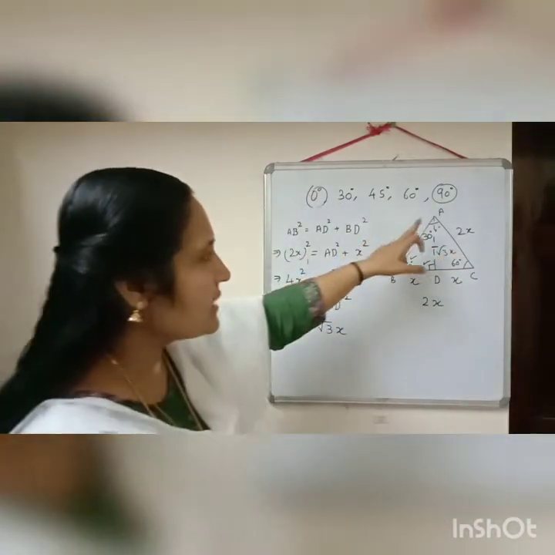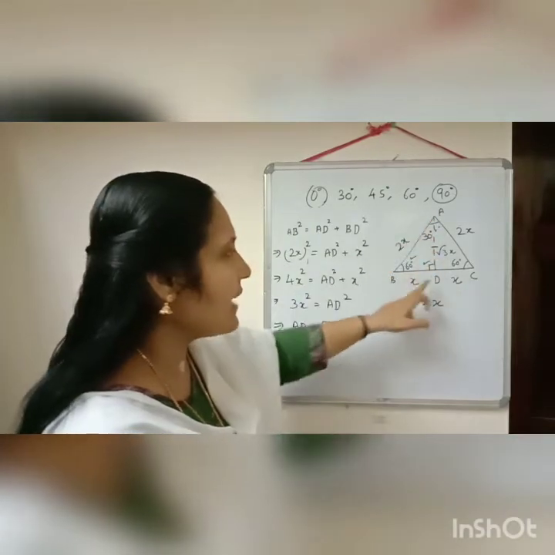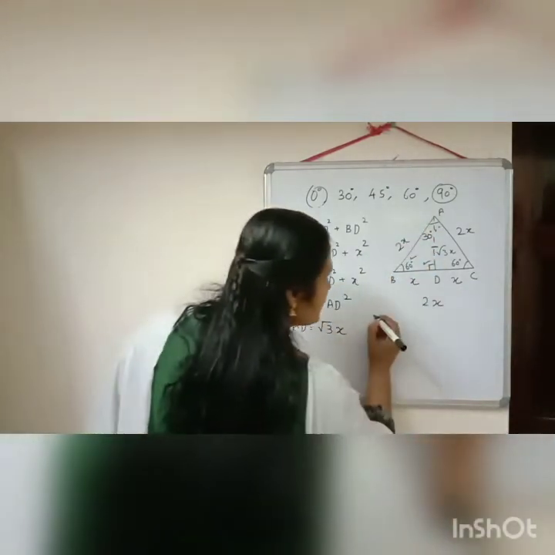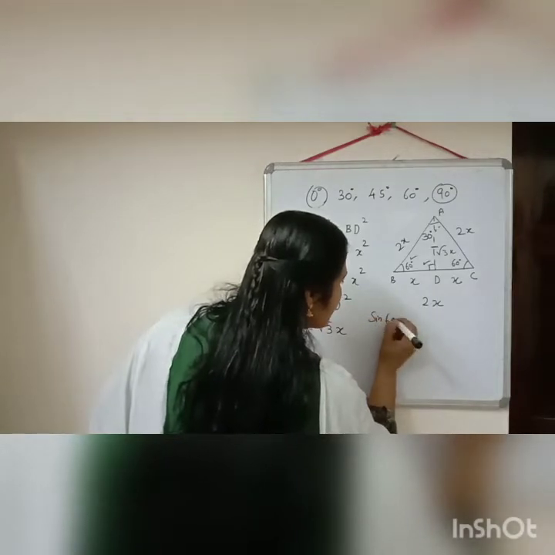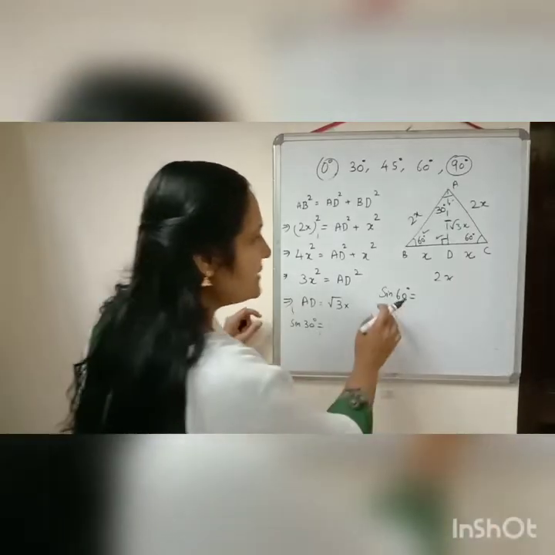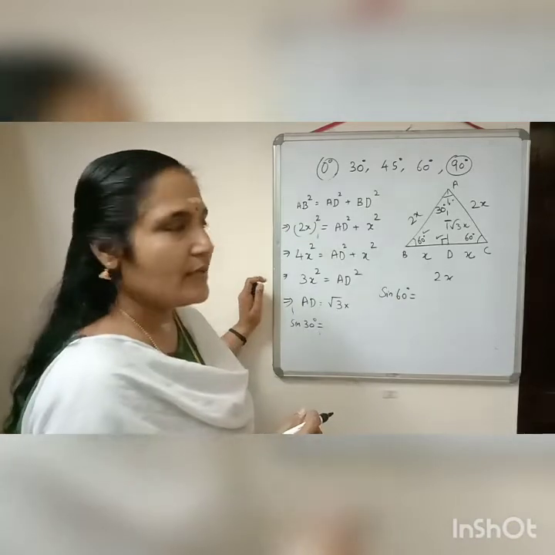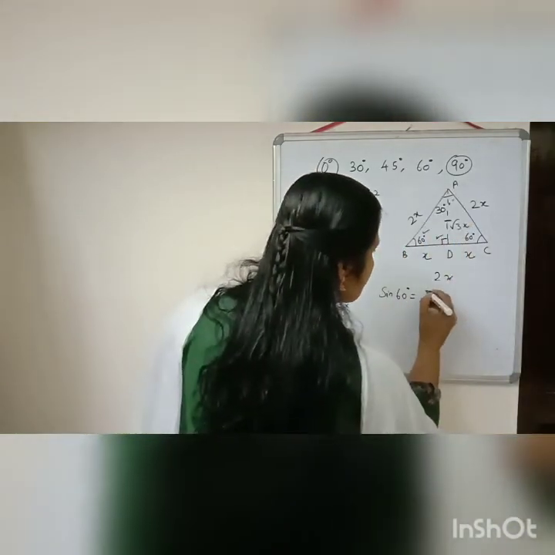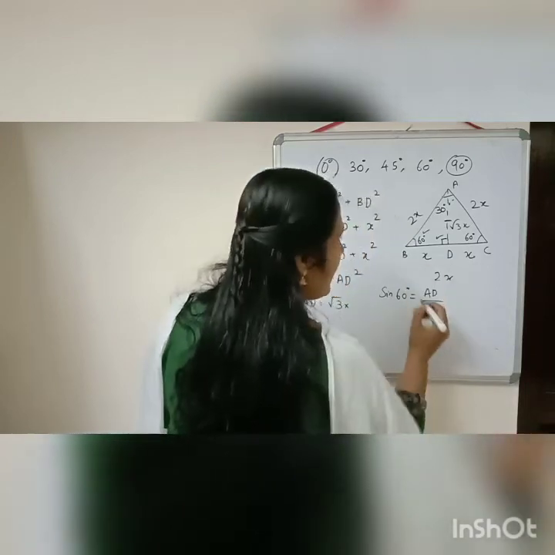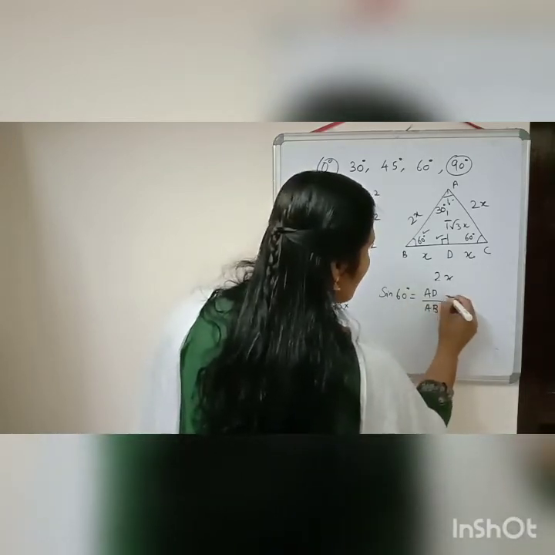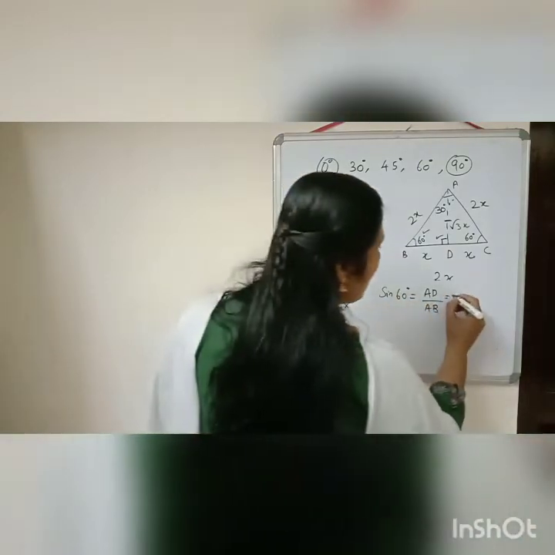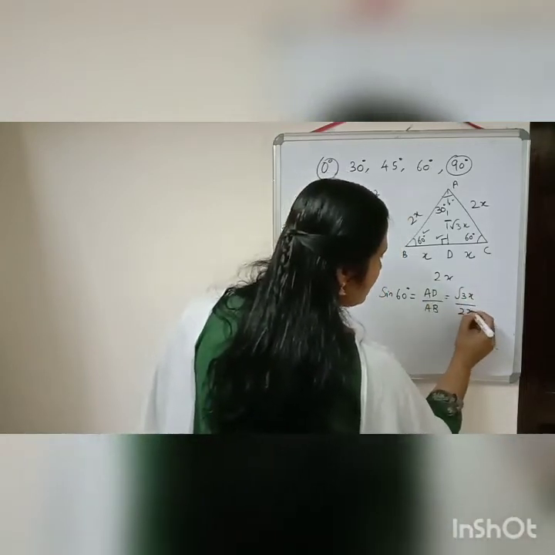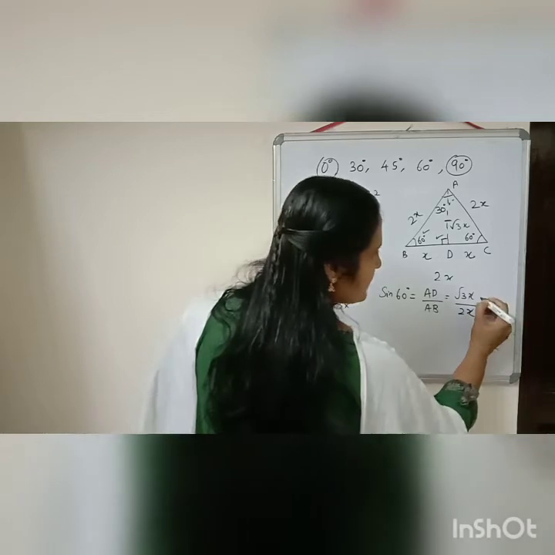Now we will use the concept of trigonometry in right triangle ABD. So suppose first I have to calculate sine 60 degree. So sine 60 degree is equal to, according to the formula, side opposite to 60 degree, that is AD, by hypotenuse AB. AD is equal to how much? Root 3 x by AB, which is 2x. So x and x will get cancelled.